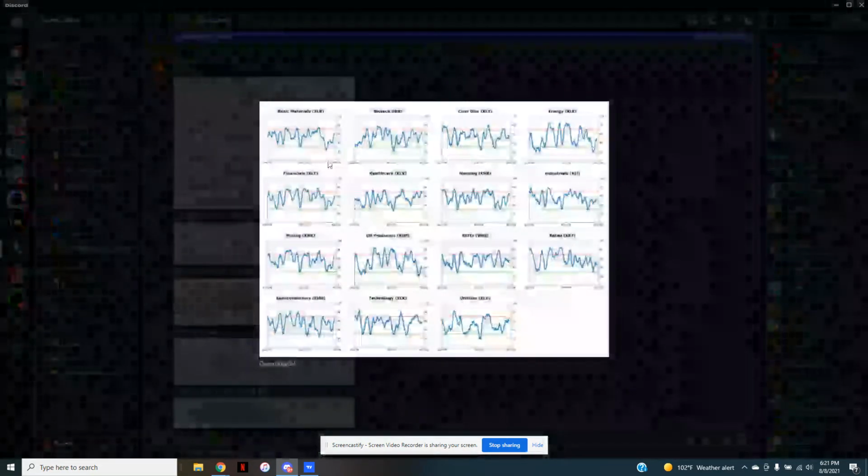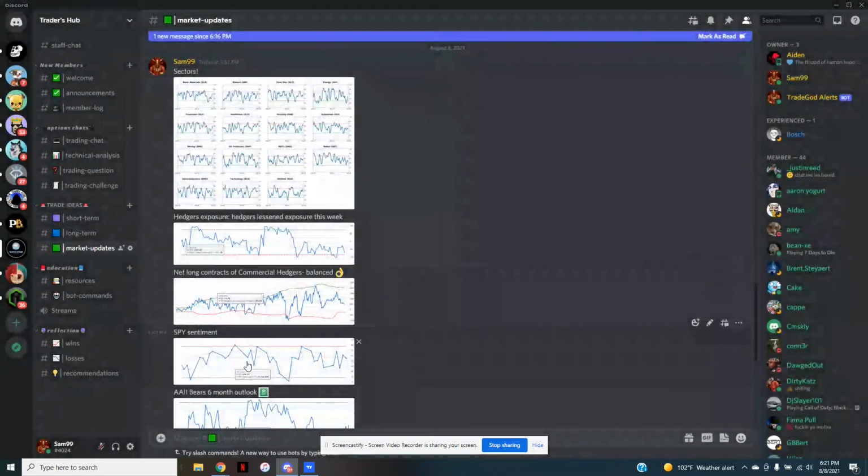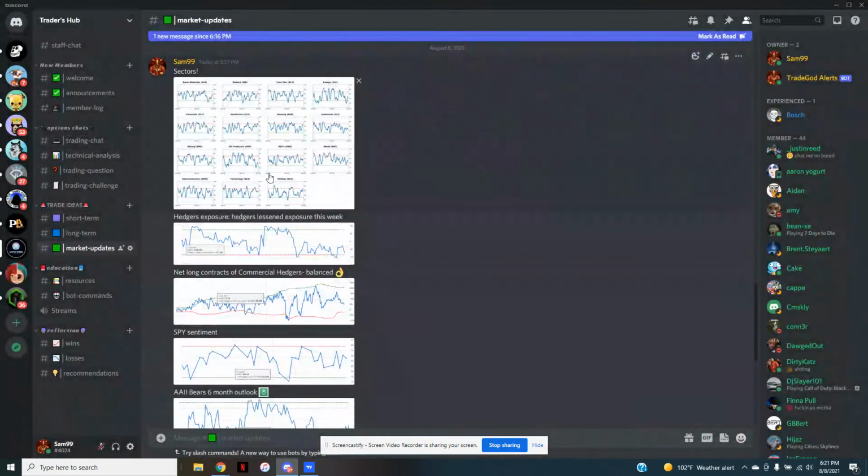So the sectors right here, this is just the 10-day moving average of the sentiment of each of the sectors. So it's a little bit more conservative of an indicator than just this, but it's pretty useful if you're looking to get into certain plays, whatever the ticker is, whatever sector it's in.